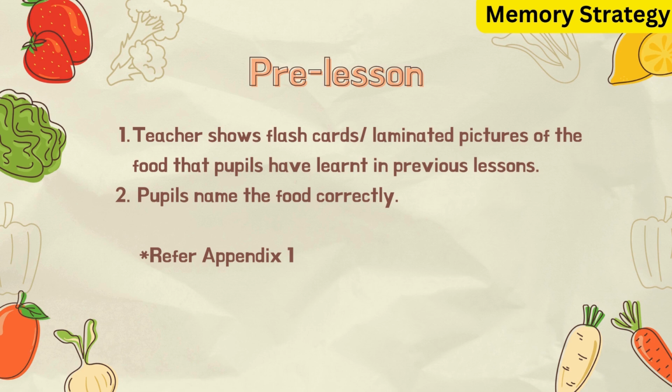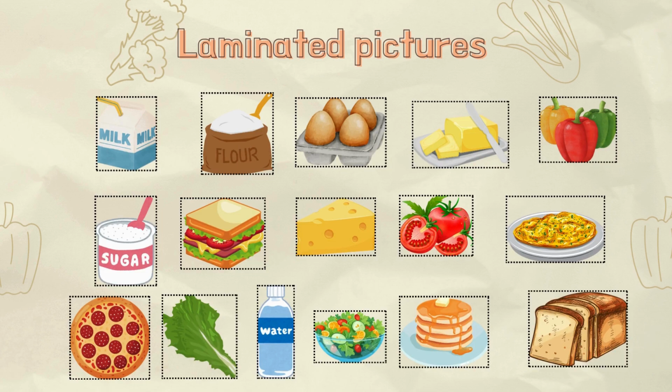The first one is the pre-lesson stage, where teachers show flashcards or laminated pictures of the food that people have learned in previous lessons. People will need to name the food correctly. Basically, at this stage, people need to use memory strategies because they need to use their prior knowledge in naming or remembering the name of the food to enable them to answer the question correctly. Now, these are examples of laminated pictures or flashcards that teachers can use for this activity.